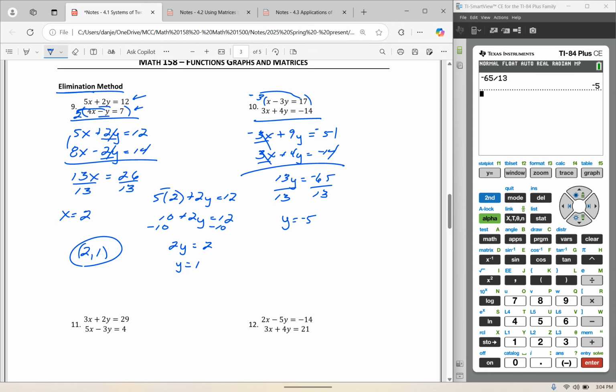And we know from what we've done already, when we take that negative 5, it's not x equals, it'd be x minus. I'm using the top equation, x minus 3y equals 17. So x plus 15 equals 17, so x equals 2. We get the same solution, (2, negative 5).